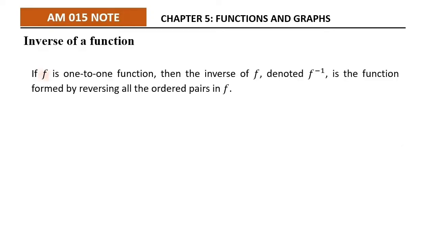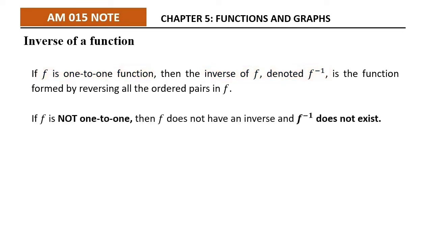Inverse of a function. If f is a one-to-one function, then the inverse of f, denoted as f inverse, is the function formed by reversing all the ordered pairs in f. If f is not one-to-one, then f does not have an inverse, and f inverse does not exist. So for an inverse function to exist, f must be a one-to-one function.